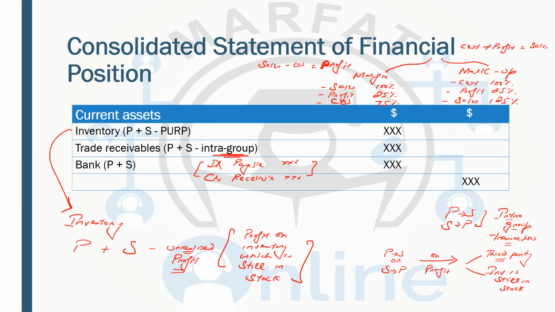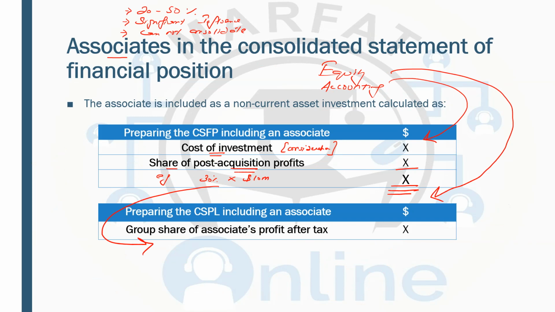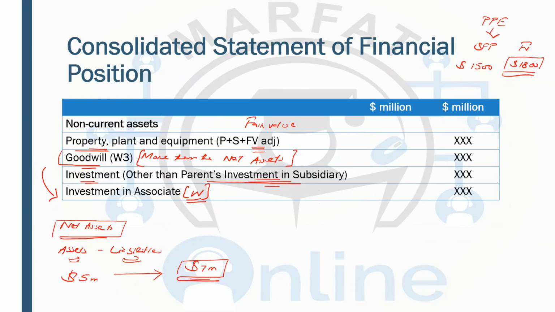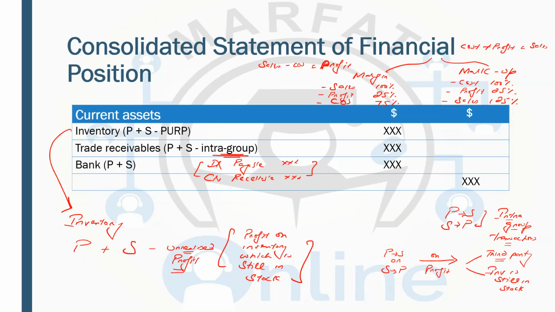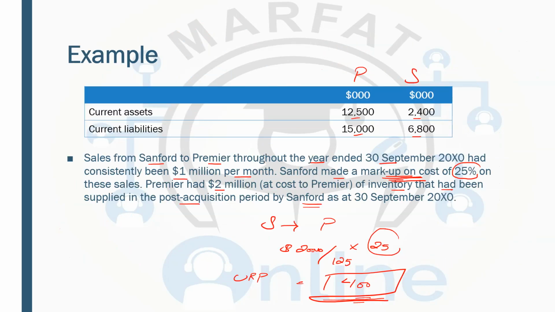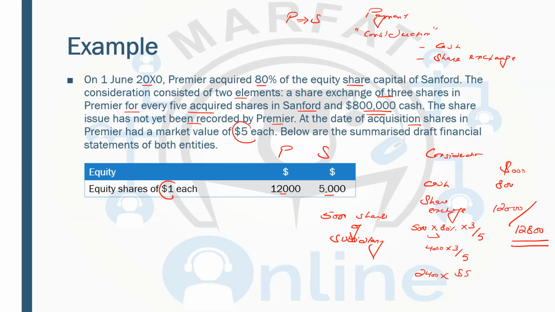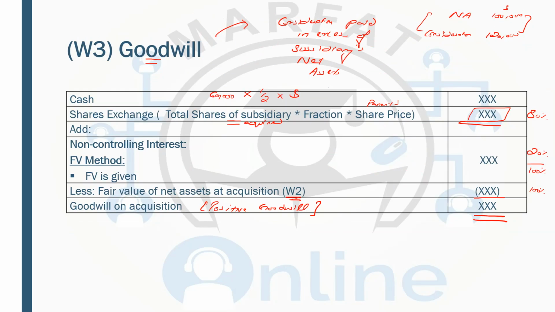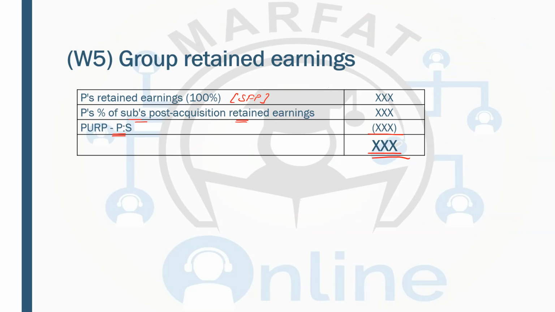So we have studied each and every component of the consolidated statement of financial position. We started with the non-current assets. We discussed the property, plant and equipment adjustments. We discussed the goodwill. We discussed the investment in associates. Then we came towards the current assets. Then we discussed the equity. Then we discussed the liabilities. And then we have discussed the workings, which are very important for the preparation of the consolidated statement of financial position.